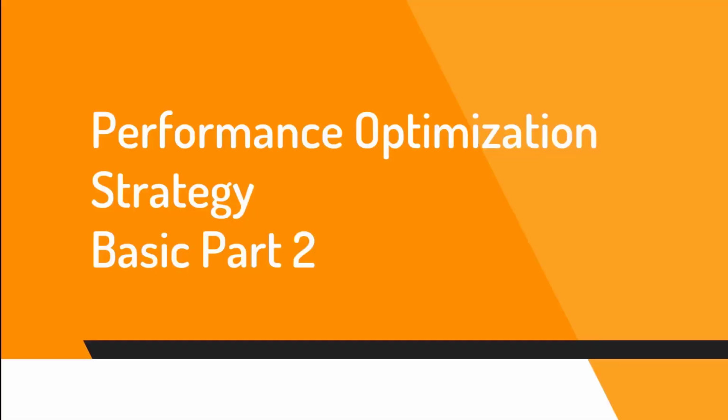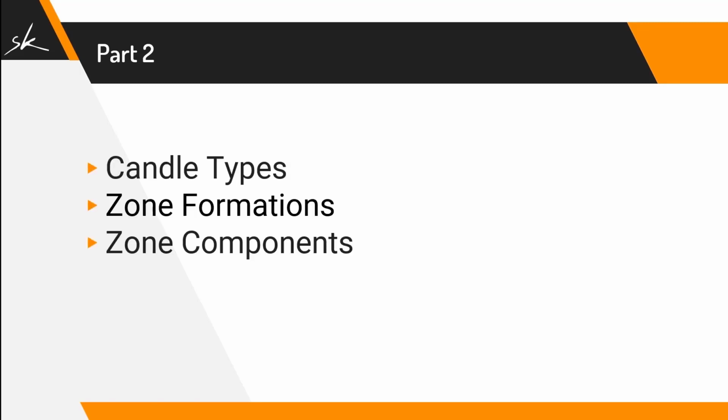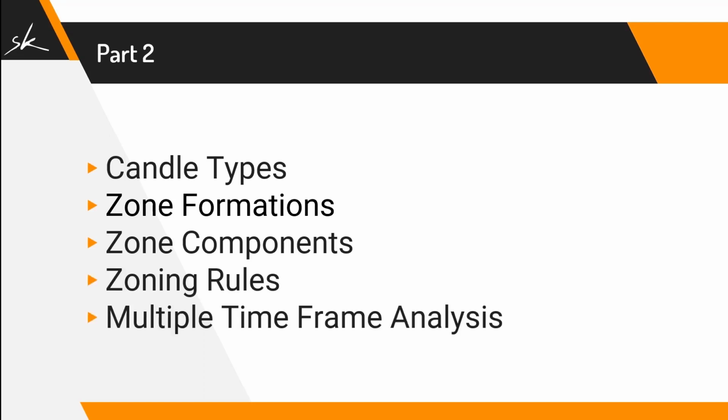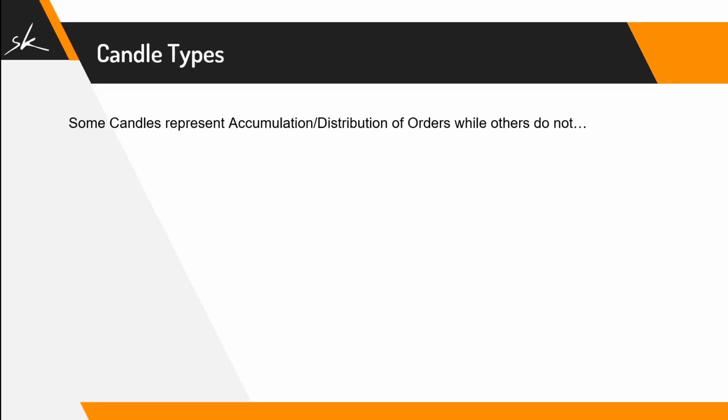Performance Optimization Strategy Basic Part 2. In this session, we will be covering candle types, zone formations, zone components, zoning rules, and multiple time frame analysis. Candle types. Not every candle is the same. Let's understand different kinds of candles. Some candles represent accumulation or distribution of orders while others do not.